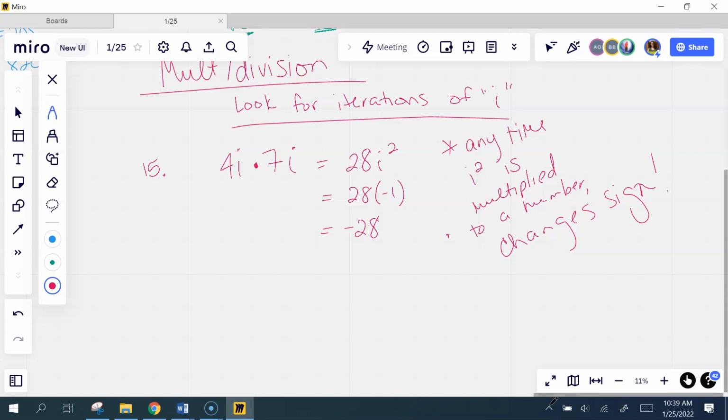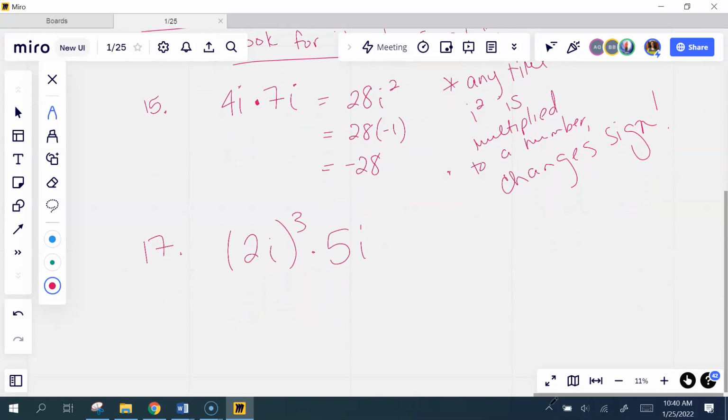Let's do 17. 17 is 2i to the third times 5i. What do you think happens here? What does 2i to the third mean? What does the exponent 3 tell me to do? Multiply it 3 times. That's exactly right. So that's really 2i times 2i times 2i times 5i.